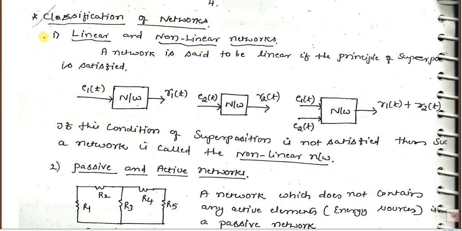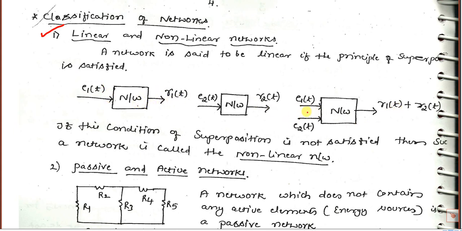Next, they may ask you, what do you mean by linear and non-linear elements or non-linear networks? A network is said to be linear if the principle of superposition is satisfied. Simply, the principle of superposition means: here only one voltage source is there, E is the excitation and the response is R1 of t. And the second excitation is E2, with response R2. For E1, R1 is the response. For E2, R2 is the response. If I give both, it will be the net of those two, so the response of the first one plus the response of the second. So it is linearly increasing.